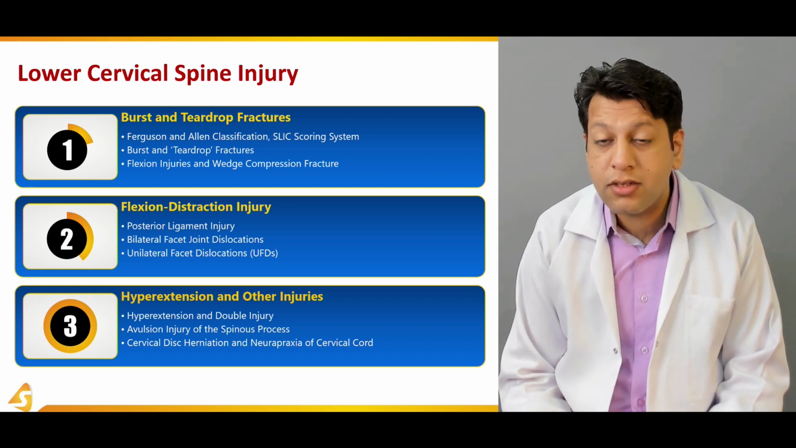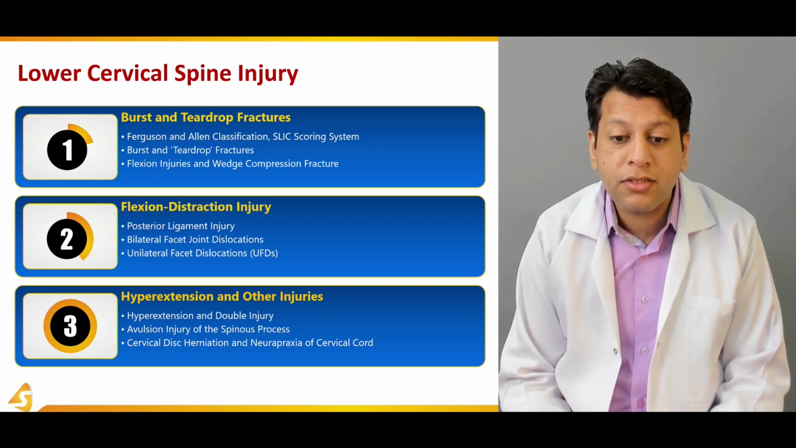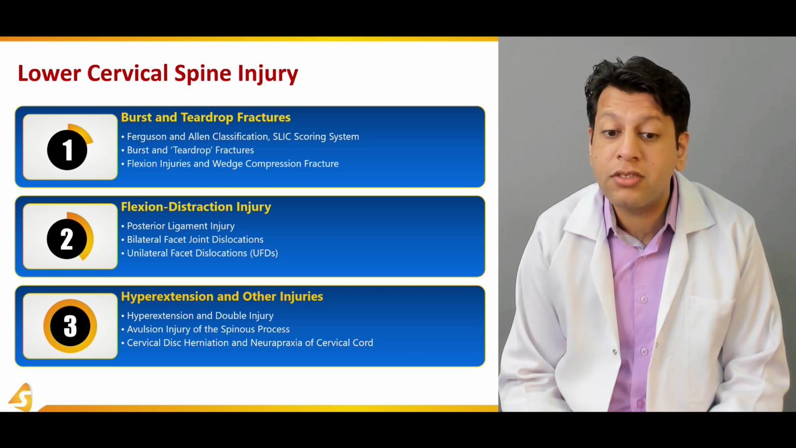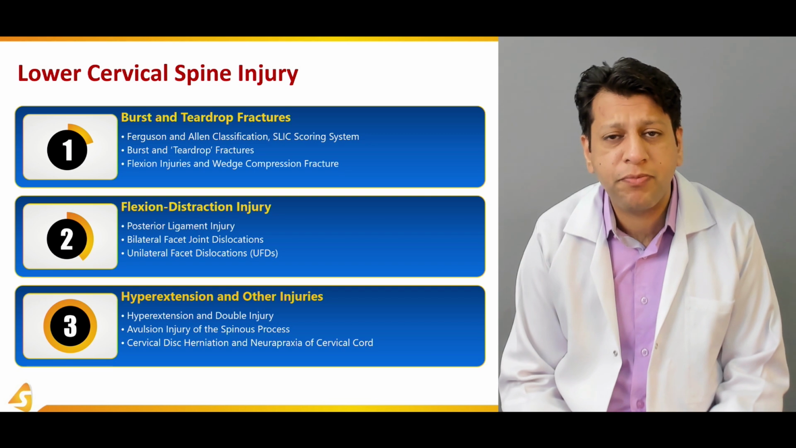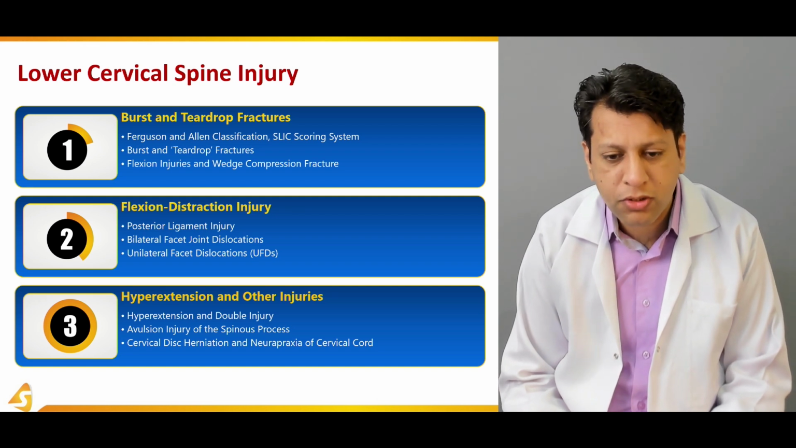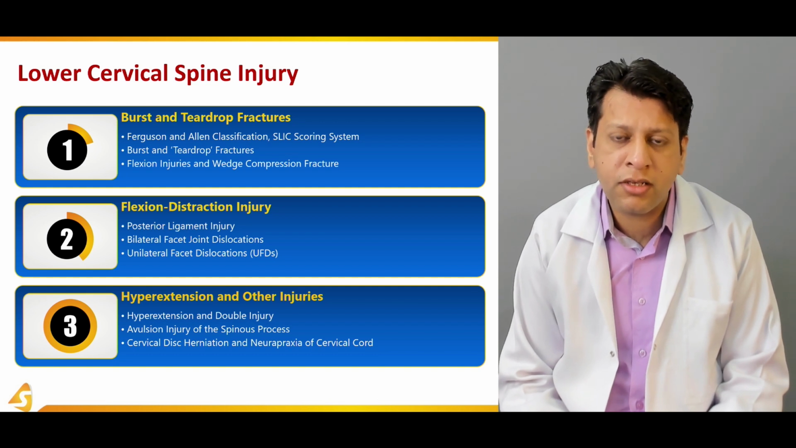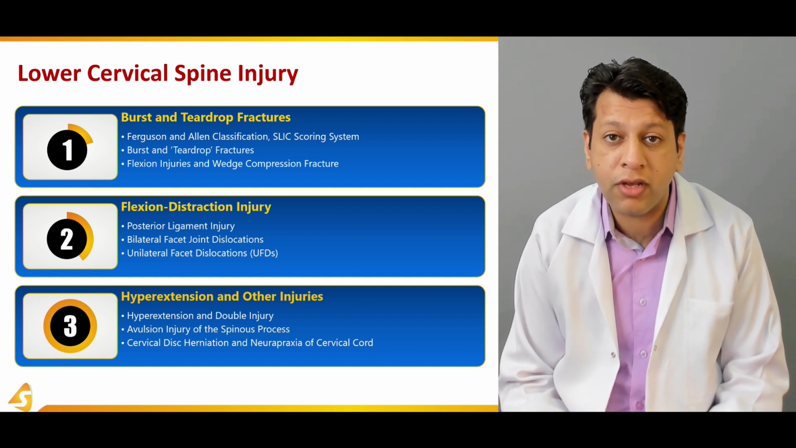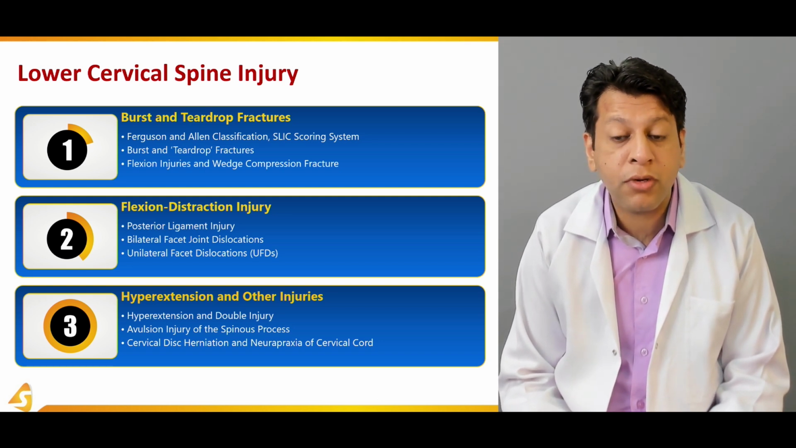In the third section, we'll be going through the hyperextension and other types of injuries. Hyperextension and double injury, we'll be briefly discussing that. What is avulsion injury of the C7 process, although it's very rare and not something very worrisome, but we'll be briefly going through the management of C7 spinous process fracture. And lastly, relatively as compared to the lumbosacral spine, it's rare in the cervical spine, but yes, it can occur: cervical spine disc herniation and neuropraxia of the cervical spine. We'll be briefly touching over that as well.